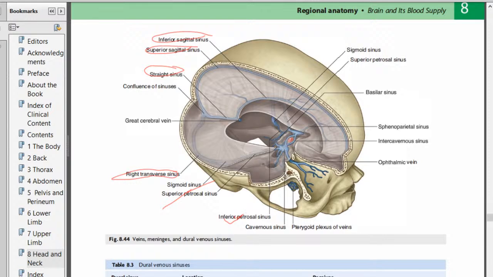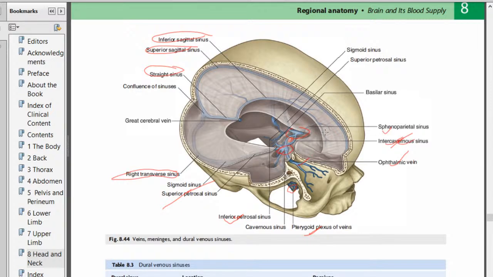There are the important cavernous sinuses right here in the middle. The pterygoid plexus of veins is right here. The ophthalmic vein is right here, and I think the ophthalmic vein goes straight to the cavernous sinus. The cavernous sinus is present on both sides, and connecting both cavernous sinuses there are the intercavernous sinuses, as the name suggests.